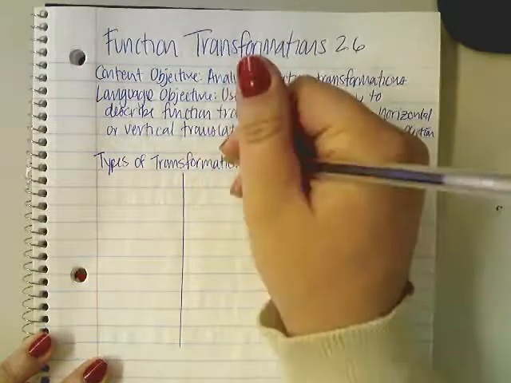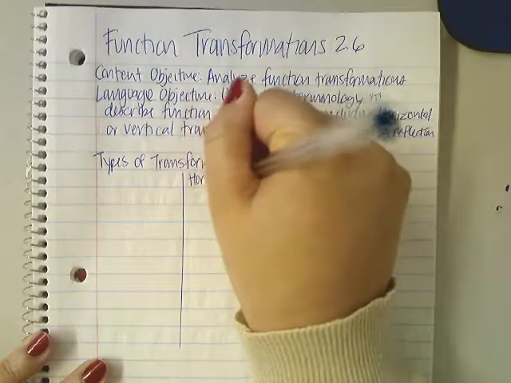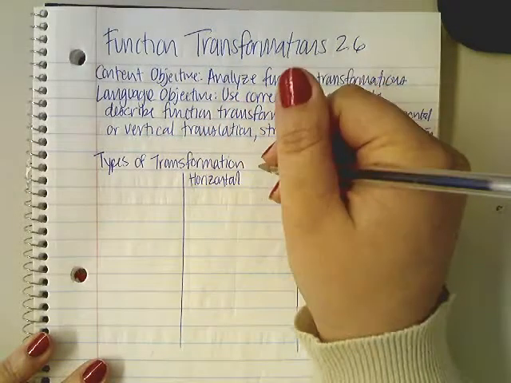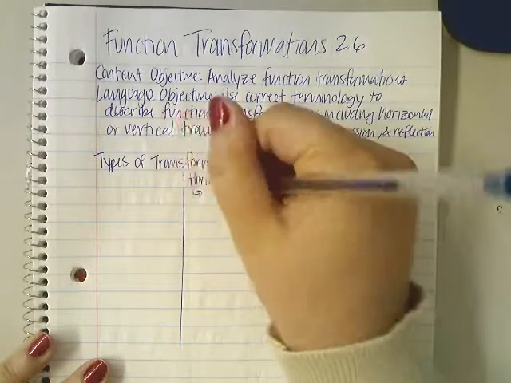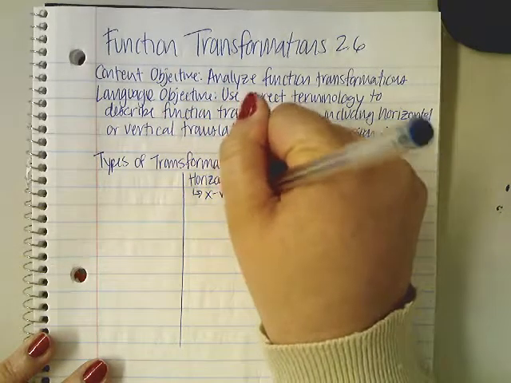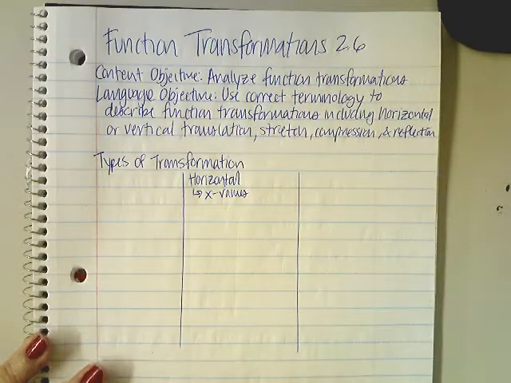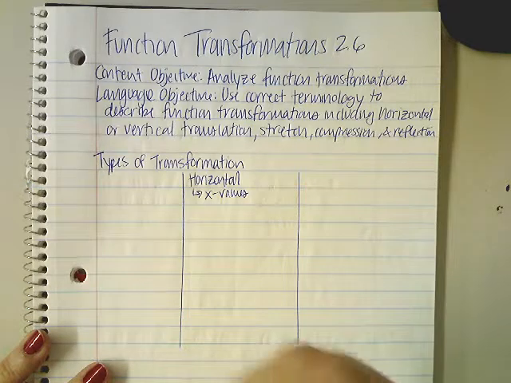So bear with me. We're going to have horizontal up here. And we're going to make a couple quick notes about this. Horizontal affects the x value. So if you remember, our x-axis is horizontal, it goes left to right. So horizontal transformations are affecting our x values.